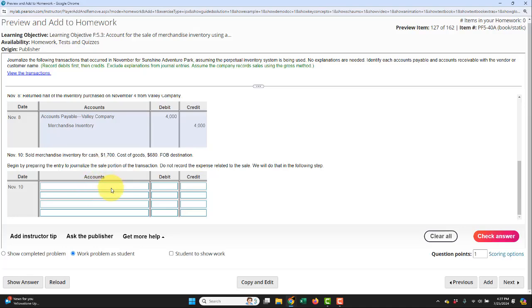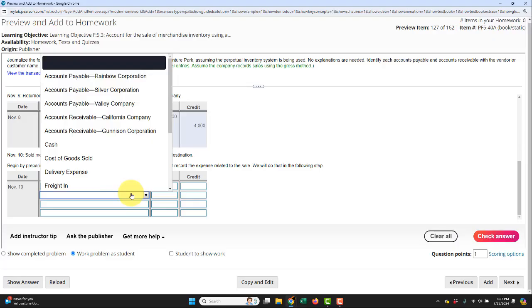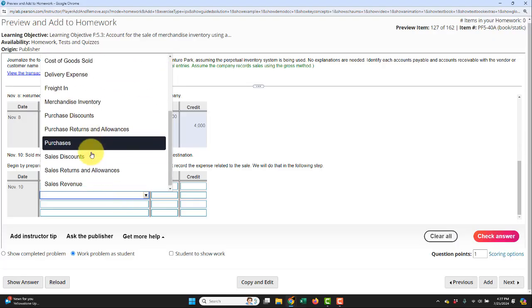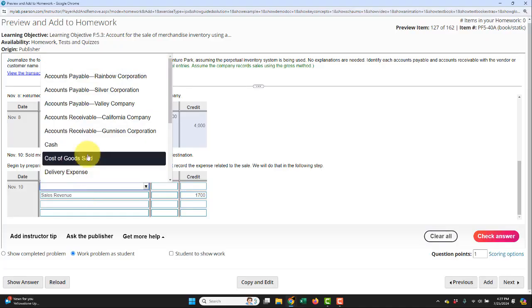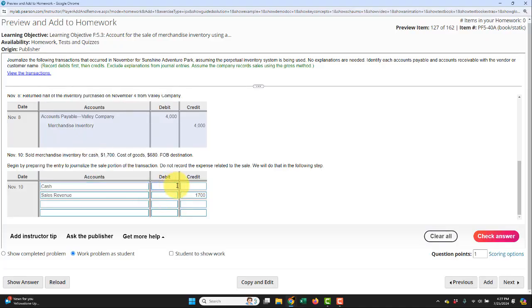So it's just asking for the sales portion. So we're going to have a revenue, which is a credit normal account, 1700. And in this case, it's saying that we're selling it for cash. So we're going to increase our cash asset account by 1700.